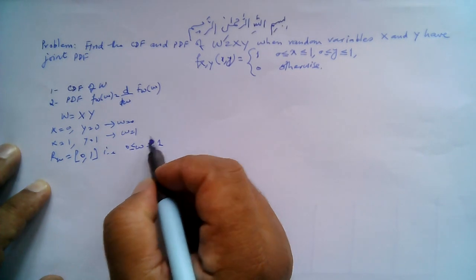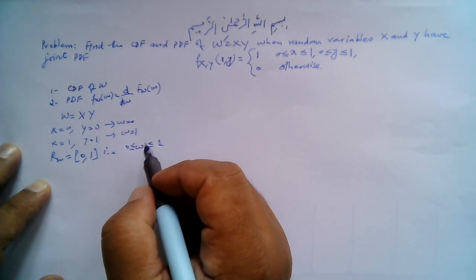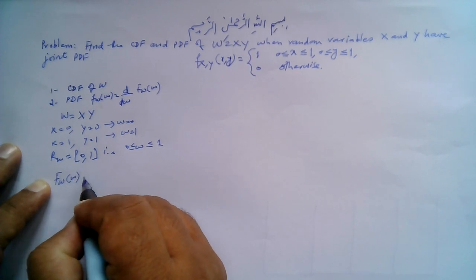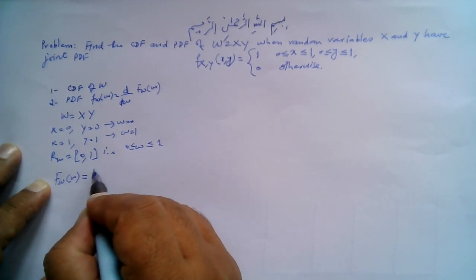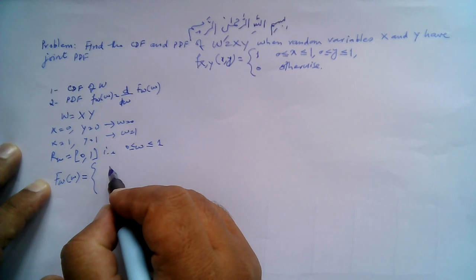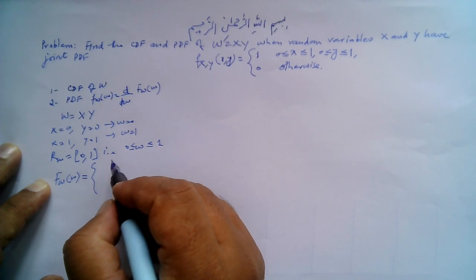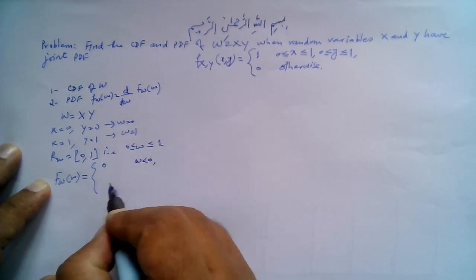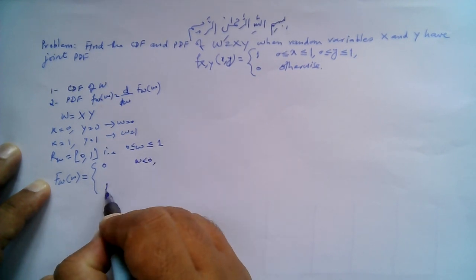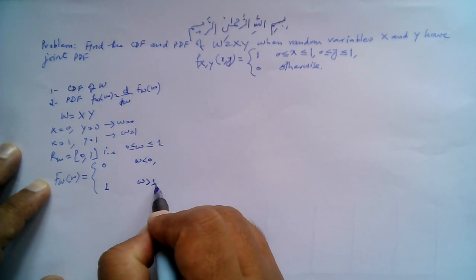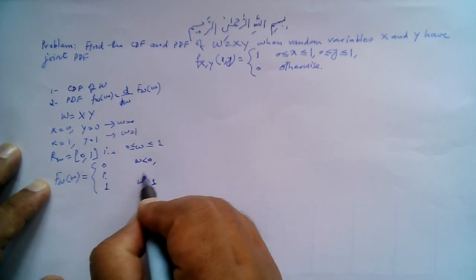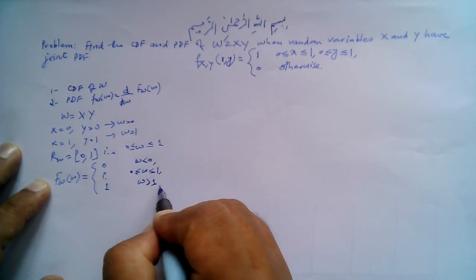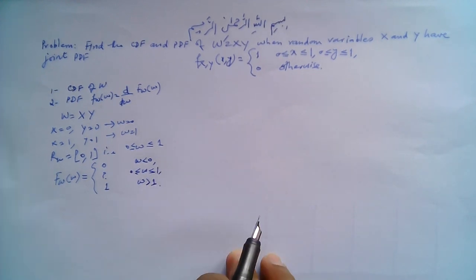And once we have concluded this, we can see that the CDF of the derived random variable W will be 0 for the interval W less than 0, and it will be 1 for W greater than 1. And what would it be when W is greater than or equal to 0 and less than or equal to 1? This is our topic of interest then.